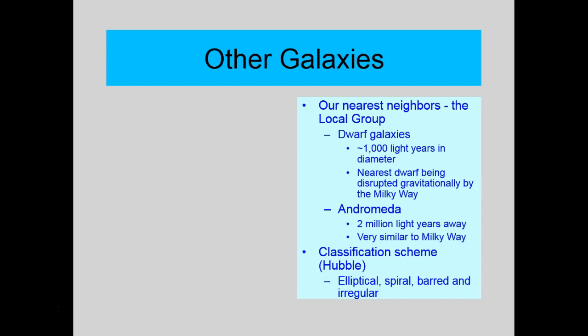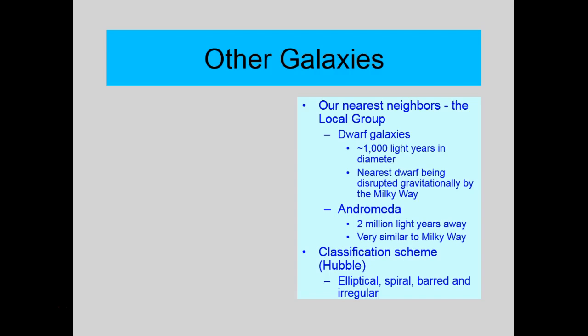So let's look at other galaxies now. Our nearest neighbors, there's one thing called a local group. The local group are some dwarf galaxies that are hanging around there, probably smaller black holes, you might say, or something like that. These are about 1,000 light years in diameter. So around 1/100th of the size of the Milky Way.